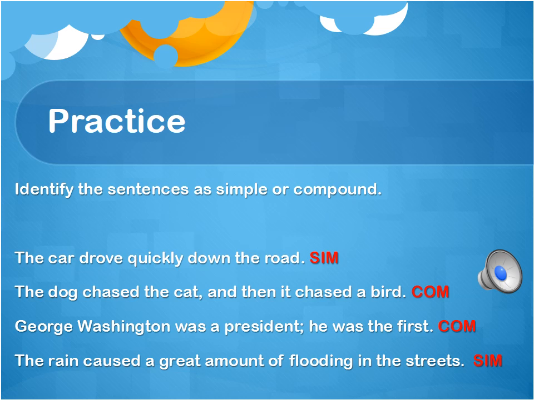Our third example, George Washington was a president; he was the first, is a compound sentence. We have two independent clauses and it is combined with a semicolon. And our last one, the rain caused a great amount of flooding in the streets, is a simple sentence. It is one independent clause, and it is only expressing one thought.